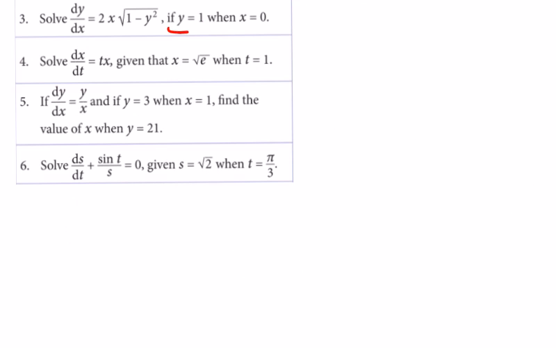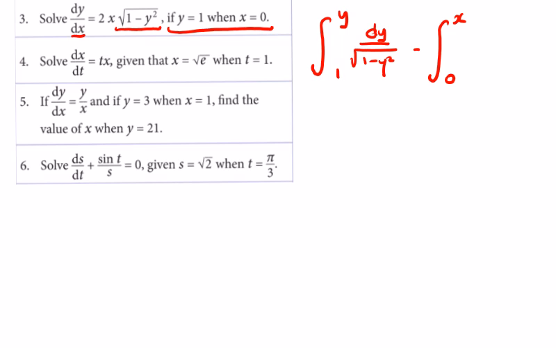Number 3, we're told y is 1 when x is 0. If we multiply across by dx and divide across by this, we're going to get dy over the square root of 1 minus y squared is equal to 2x dx. And this is our 1 minus a squared, so we're going to get the inverse sine of y over 1, just the inverse sine of y, between y and 1, equal to 2x squared over 2, so just x squared between x and 0.